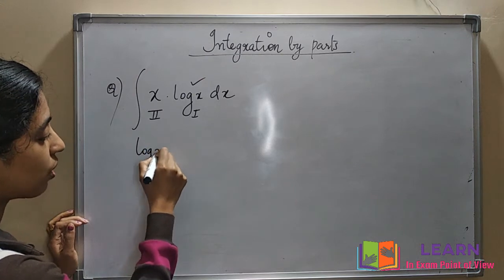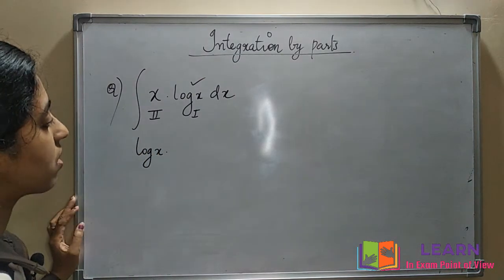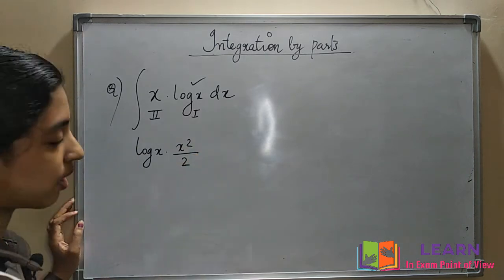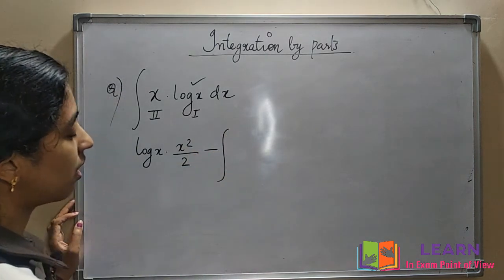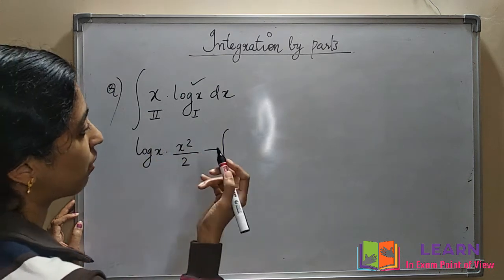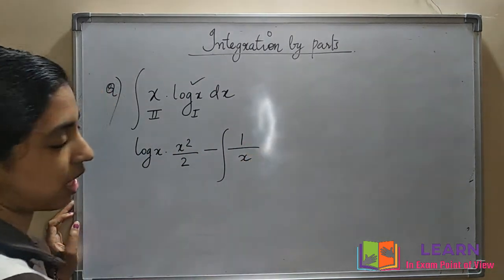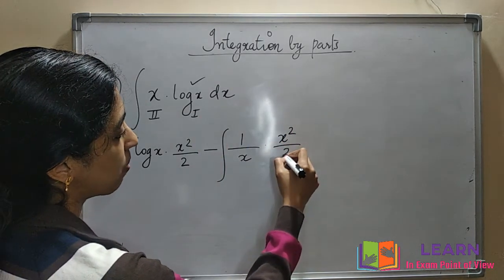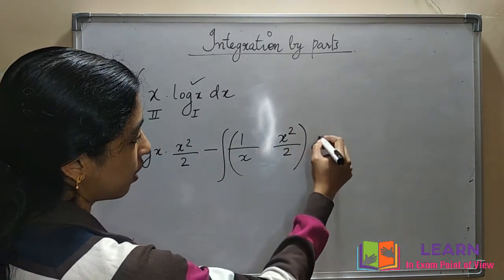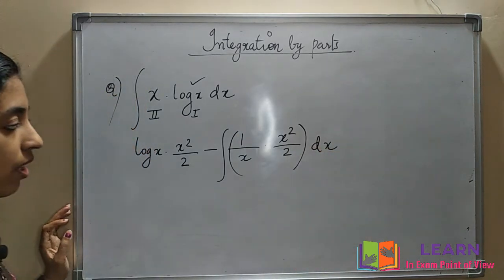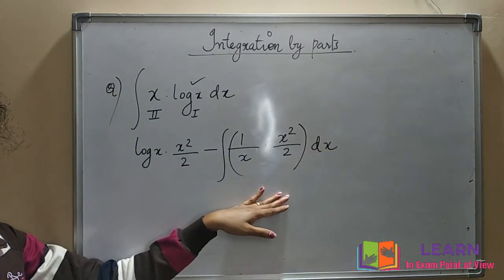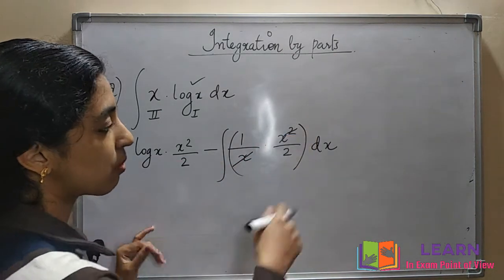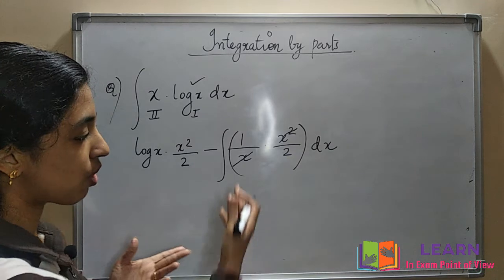So first function into integral of second, that is x square by 2 is the integral, minus integral of the derivative of first, which is 1 by x, into again the integral of second, x square by 2 dx. Now it is almost easy to simplify. Here x will get cancelled, so the product rule is not coming again.